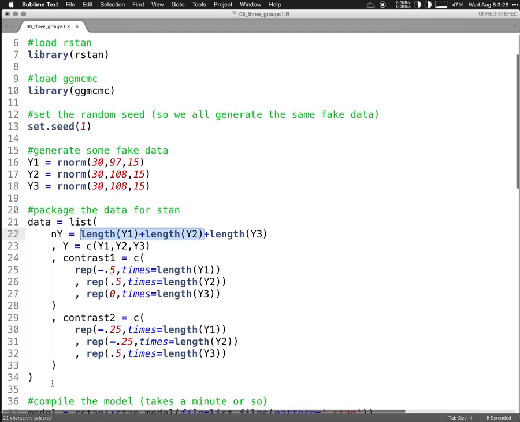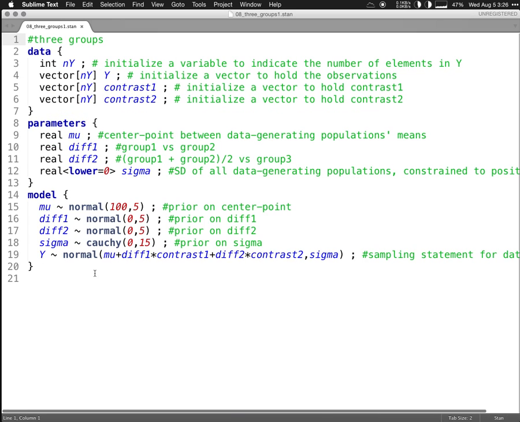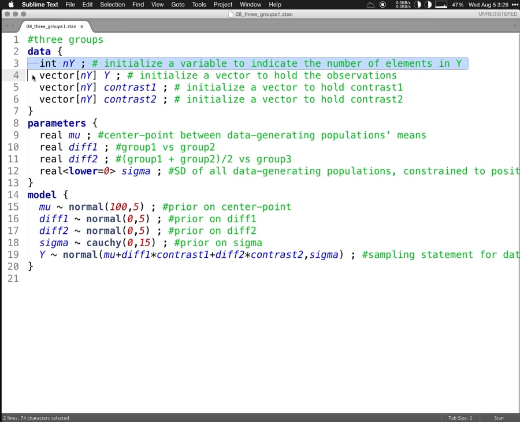And when we look at the actual model, we'll see that we've got the data coming in. We have to tell it how many data points there are, give it the data points, give it the two contrasts, the vectors representing the two contrasts. But otherwise, it's similar as before.